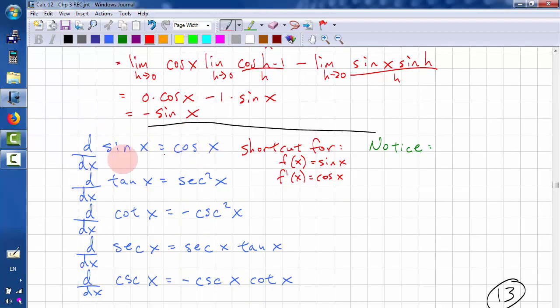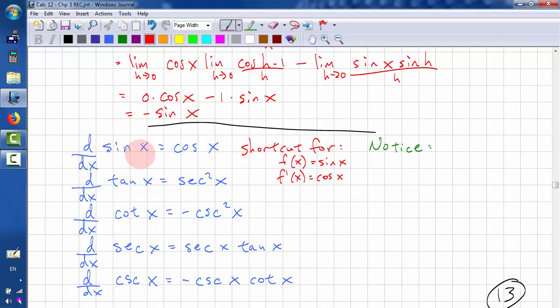This is a shortcut for saying f of x equals sine x, the derivative of f of x equals cos x. So the Leibniz notation is preferred here. The derivative of sine x equals cos x. The derivative of tan x is secant squared x. The derivative of cotangent x equals negative cosecant squared x. The derivative of secant x is secant x tan x. And the derivative of cosecant x is negative cosecant x cotangent x.